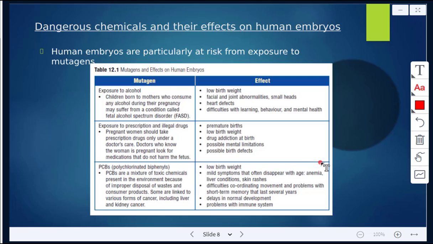mild symptoms that often disappear with age, like anemia, liver conditions, skin rashes, difficulties coordinating movement, and problems with short-term memory that can last several years. There are delays in normal development, and there are problems with the immune system as well.